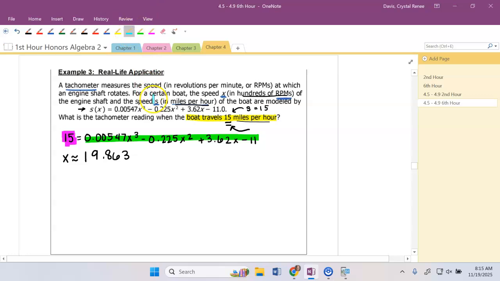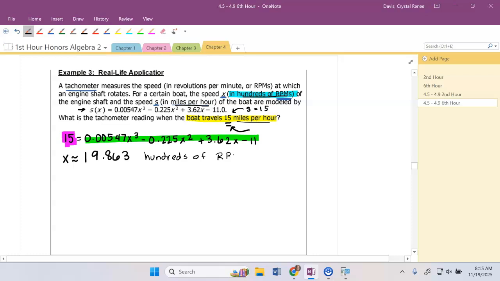So what we found is our x, and our x is in hundreds of RPMs. So I can just go in right here, hundreds of RPMs. Now, hundreds of RPMs, that sounds disgusting. So if I multiply this by 100, that would give us how many RPMs? Think of it as like 1900.